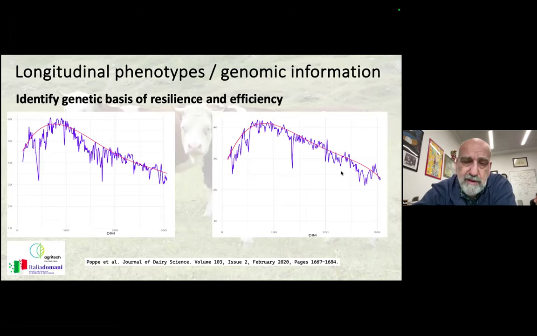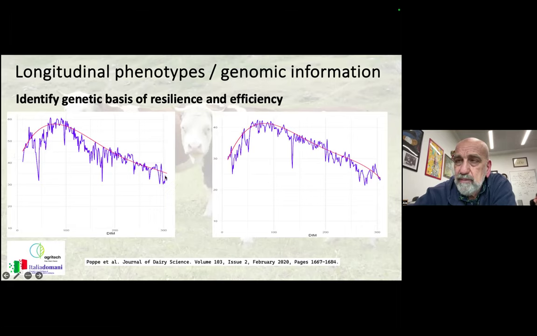We take advantage that we have the genotype of all cows of this herd, and we have longitudinal data, day by day, of milk production, temperature of milk, length of milking, a huge amount of data recorded by milking robots. And you see here you have two different lactation curves.